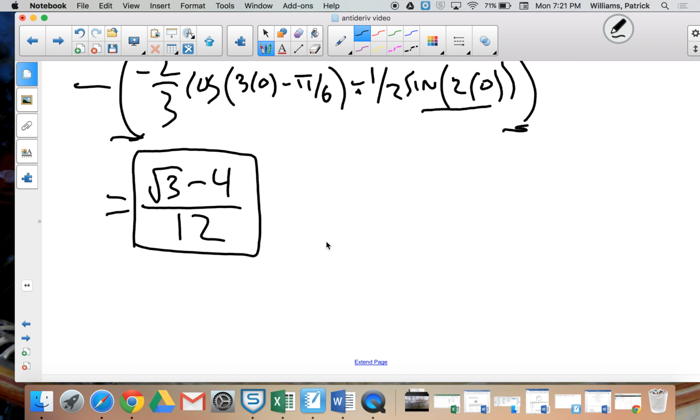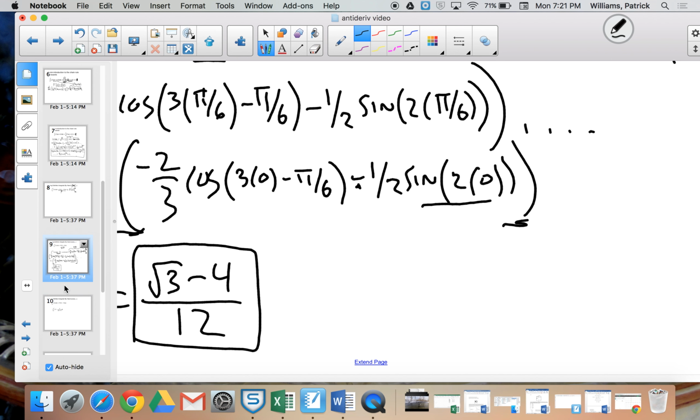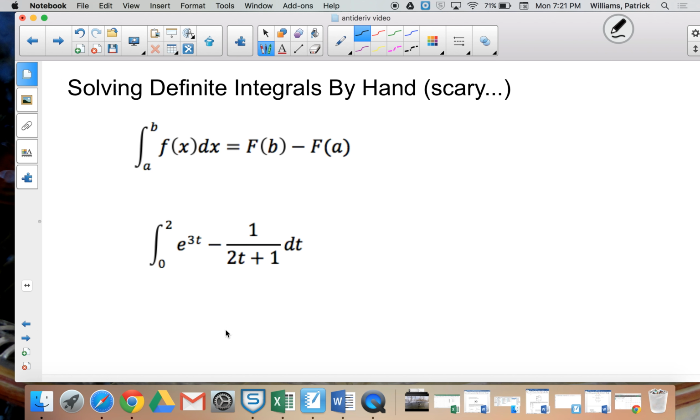And again, this is probably more complicated than anything you would get in a multiple choice problem. So if you can do this, you should feel pretty confident. So let's do one more example. All right, give this function a shot. Pause the video.